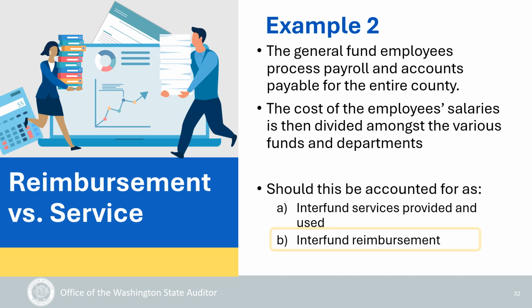This time, this is an interfund reimbursement. The general fund isn't really providing a service to the other funds. It's just administratively easier to process everything in one department. So this is just cost allocation. The cost of processing payroll and accounts payable should be reported in the funds and departments that benefit from it. So those funds and departments need to report the expenditure. However, this is not a revenue to the general fund. The general fund should reduce their original expenditures reported related to processing payroll and accounts payable.